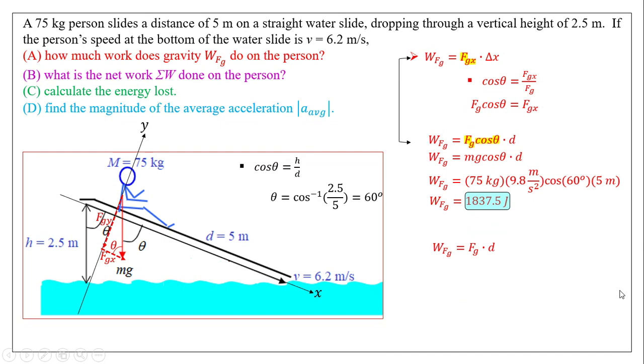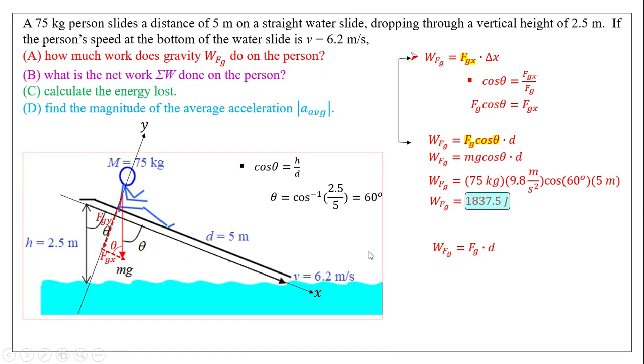What I do want to point out is this big misconception oftentimes. When you're asked to find how much work gravity does on a person, folks might just do F_G times d. But if you look at the diagram, F_G is pointing down the page, the surface of the ramp is pointing down slope, and those two vectors are not parallel.